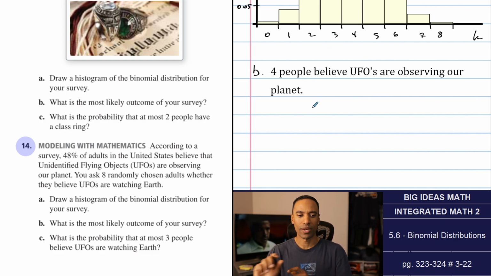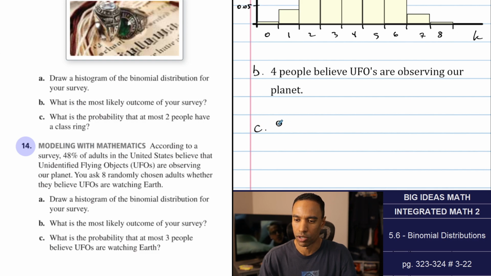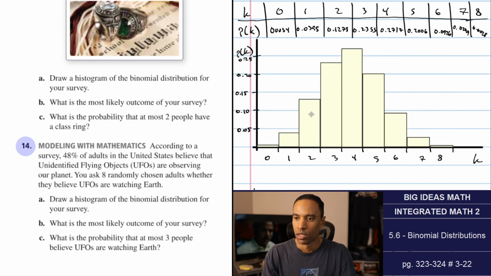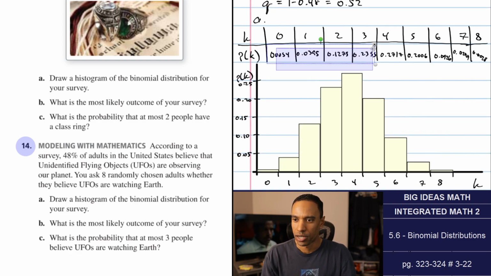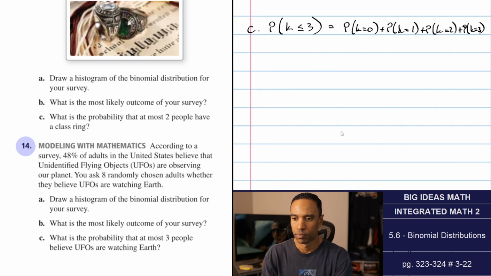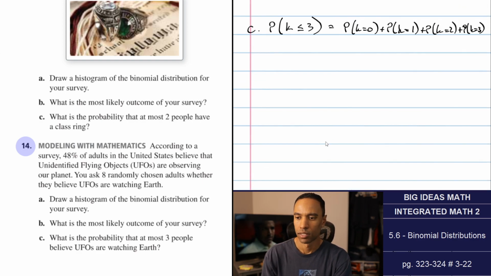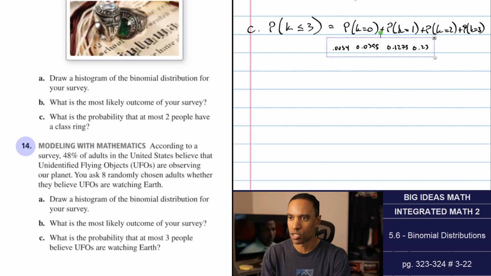Part C. What is the probability at most 3 people believe UFOs are watching Earth? So probability of less than or equal to 3. It says at most 3, so 3 or less. So that's 0, 1, 2, or 3. So once again, I'm going to take a little bit of a shortcut here, guys. Here's what you're going to be adding up. You're going to be adding up these 4 numbers here. Oh, that didn't copy. Let's do that again. Copy. Paste. So we're going to be adding up these numbers here.